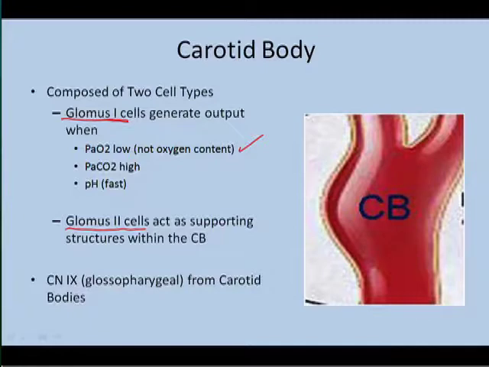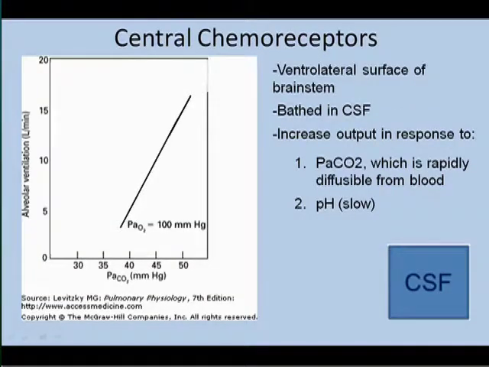Glomus type 2 cells don't really do too much. They're sort of structural support cells that provide a lattice work on which the glomus type 1 cells live. At the beginning of the lecture, we also looked at this figure, which shows a linear relationship between PaCO2 and alveolar ventilation. On the last slide, I told you that there is an increase in output from the glomus type 1 cells in response to high PaCO2.